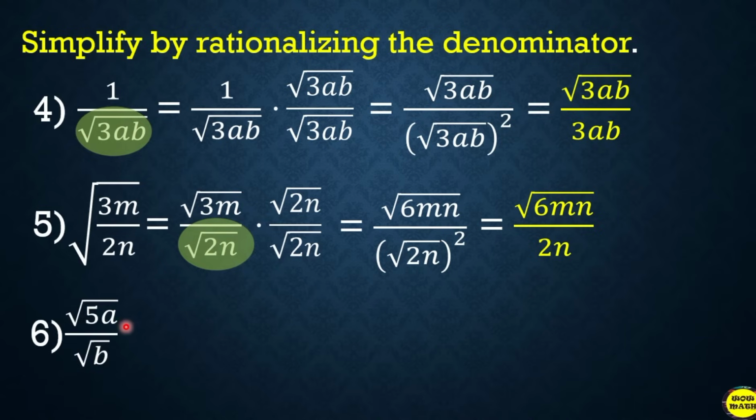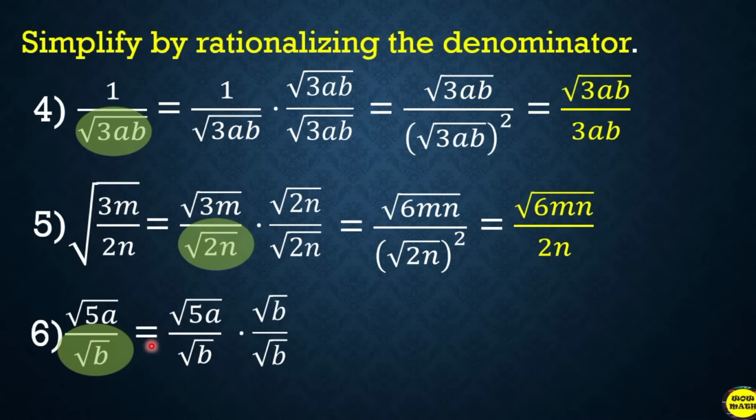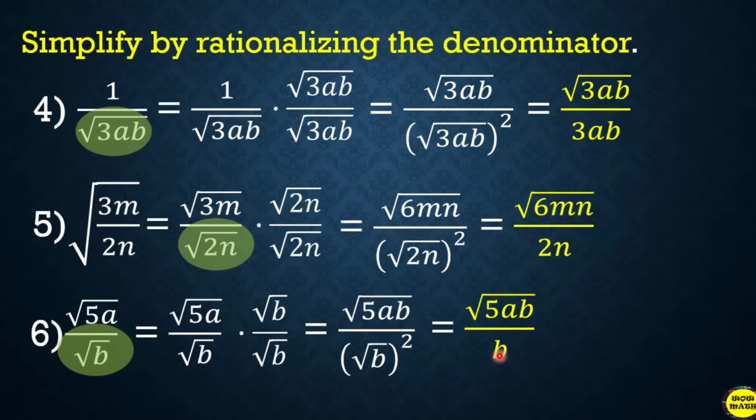Next, we have square root of 5a over square root of b. So, i-multiply natin both numerator and denominator by square root of b. So, that is square root of 5a times square root of b. That answer is square root of 5ab. And square root of b squared, the answer is b. Therefore, the final answer is square root of 5ab over b.